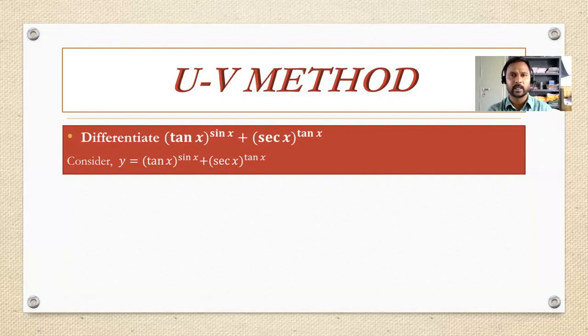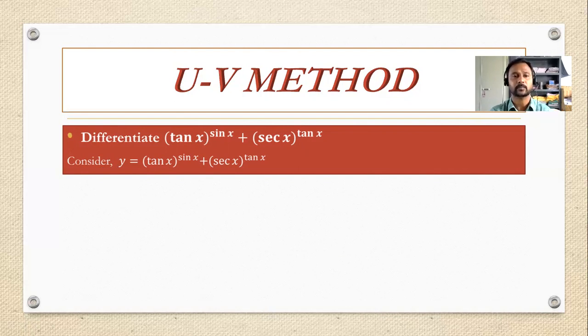Therefore, the UV method is to be applied when it is asked to differentiate the sum or difference of two or more power functions. It can be any number, 2, 3, 4, any number of power functions. When we are asked to differentiate, we will use the UV method. So let us consider y equal to the whole thing, whatever is given: y equal to tan x power sin x plus sec x power tan x.